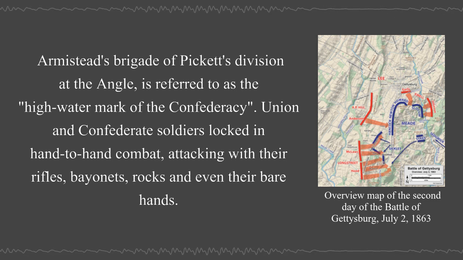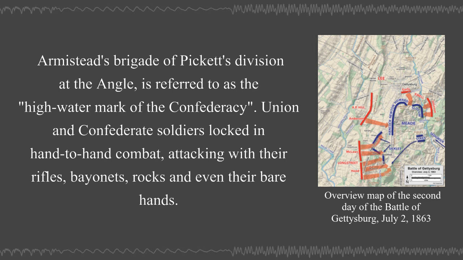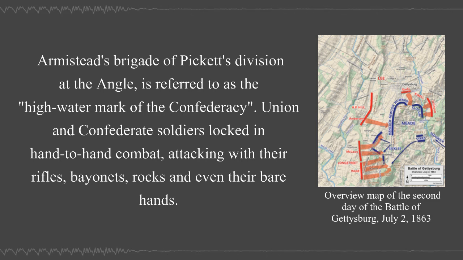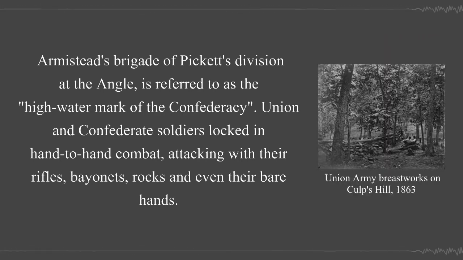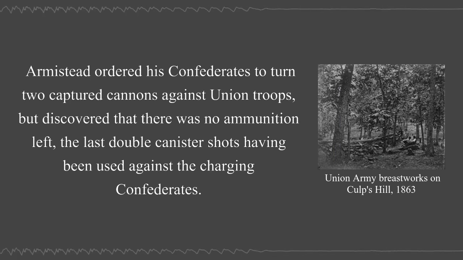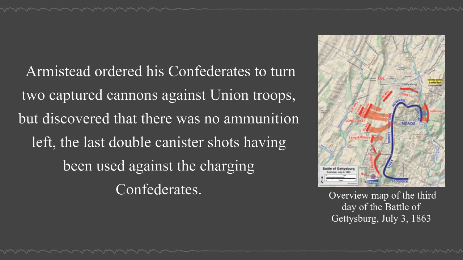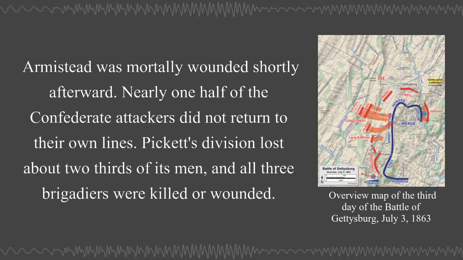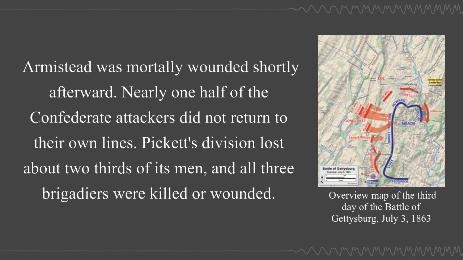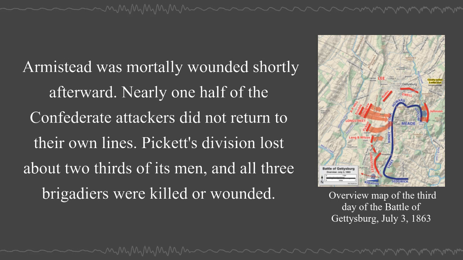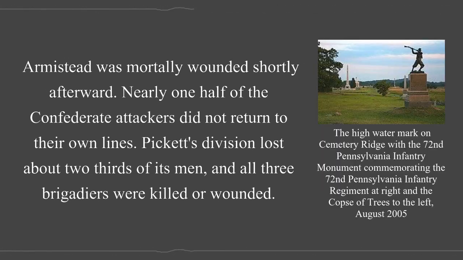Union and Confederate soldiers locked in hand-to-hand combat, attacking with their rifles, bayonets, rocks, and even their bare hands. Armistead ordered his Confederates to turn 2 captured cannons against Union troops, but discovered that there was no ammunition left, the last double canister shots having been used against the charging Confederates. Armistead was mortally wounded shortly afterward. Nearly 1/2 of the Confederate attackers did not return to their own lines. Pickett's division lost about 2/3 of its men, and all 3 brigadiers were killed or wounded.